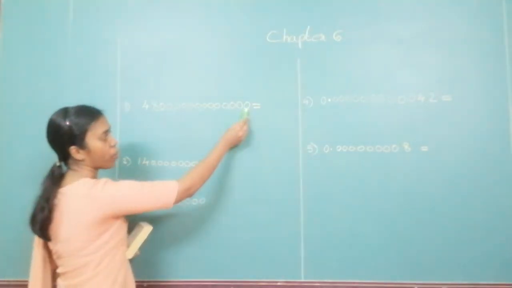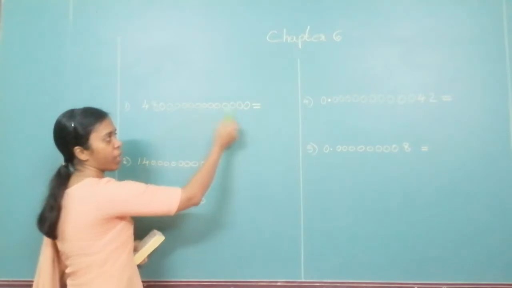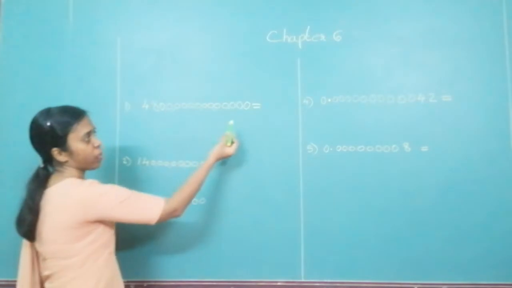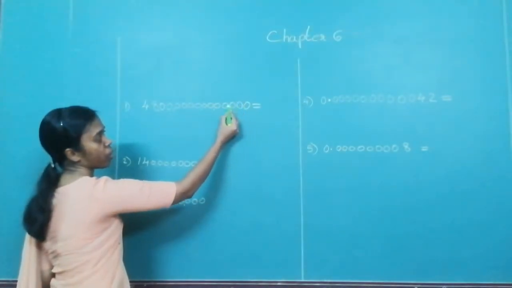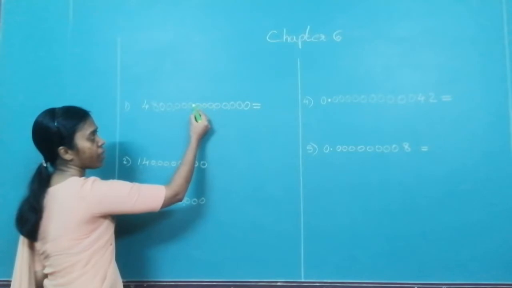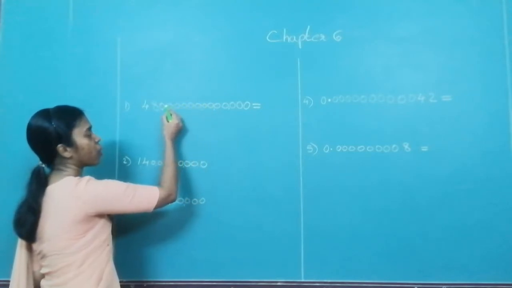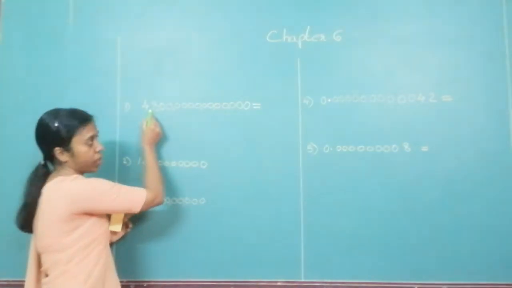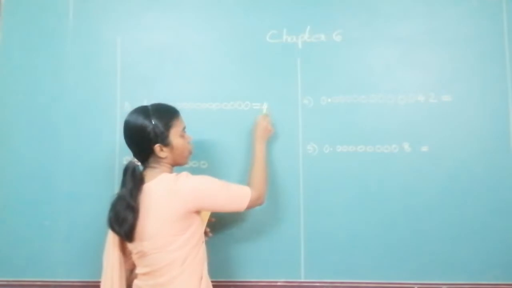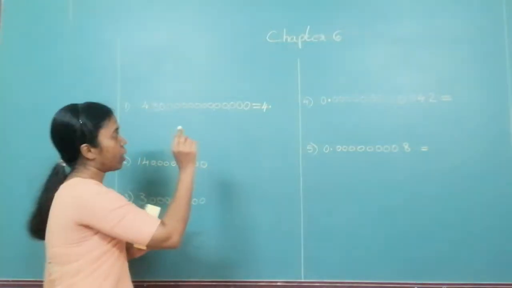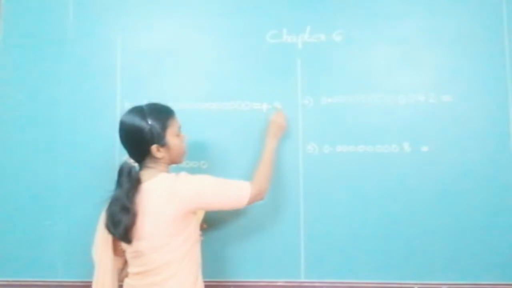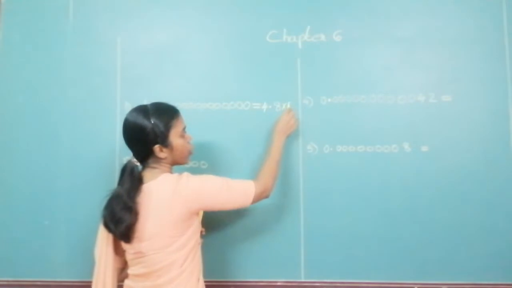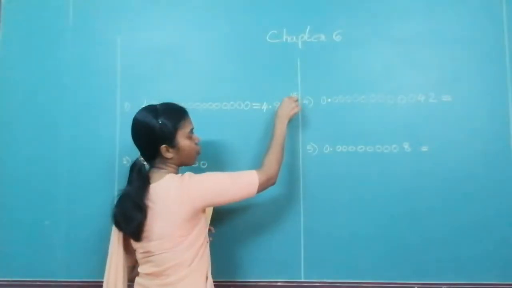Now how do we count it? We count how many places we are going to shift the decimal. Right now our decimal is over here, so we are going to shift the decimal towards the left side. Start counting: 1, 2, 3, 4, 5, 6, 7, 8, 9, 10, 11, 12, 13, 14. I want to bring the decimal after 4, after one integer. So I write 4, then put a decimal, then the next number 8. Rest everything is 0. So I write it as into 10 raised to 14.